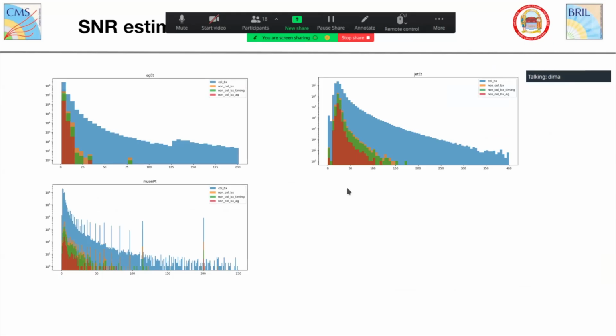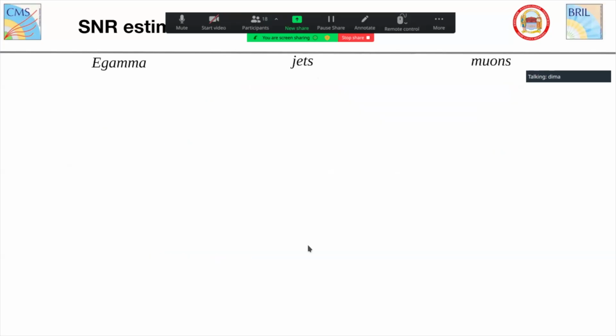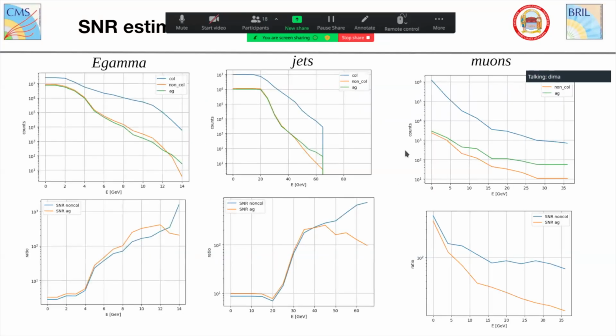I analyzed different variables that we have and determined that the most suitable is to filter events by energy. It's trivial, but it works. So I made some cuts and measured the signal to noise ratio. You can see plots here, and from that I determined that the best candidate is the muon, as it has the highest signal to noise ratio without any cuts. So we go further with muons.